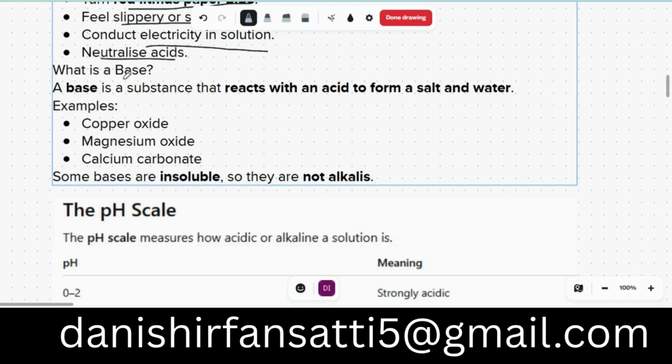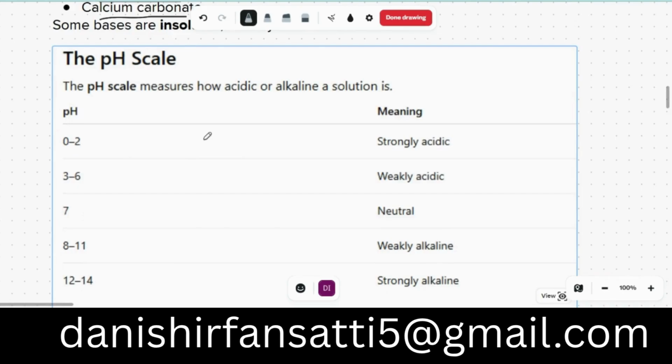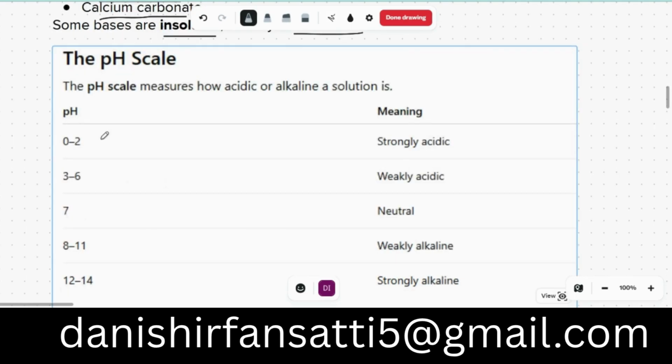So what is a base? A base is a substance that reacts with an acid to form salt and water. For example, copper oxide, magnesium oxide, calcium carbonate. The important thing is that it should react with acid to give us what? Salt and water. Some bases are insoluble, so they are not alkaline. Alkalis are all soluble bases.